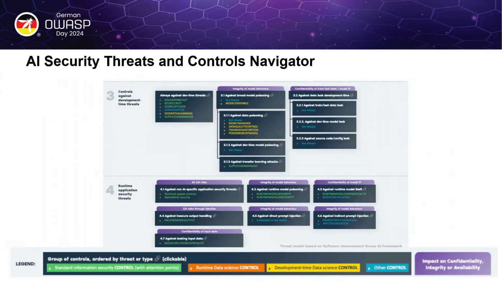Again, this is the continuation from the last one. For example, the third controls would be against a development time threat, and the fourth would be runtime application security threat.